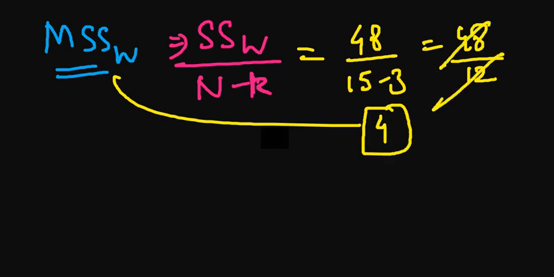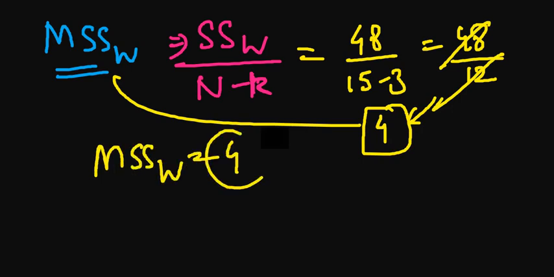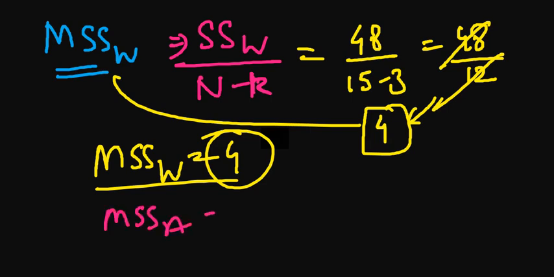12 ones are 12, 12 twos are 12, 12 threes are 12, 12 fours are 48. The value is 4. So now we have the value of MSSW is equal to 4. So now we have both the values: MSSW is equal to 4 and MSSA is 0.20.